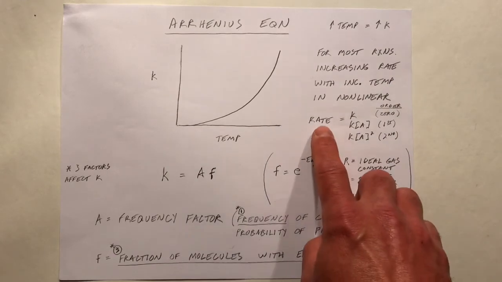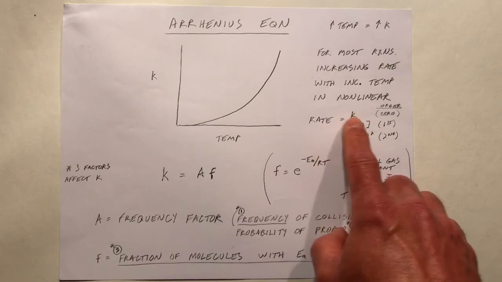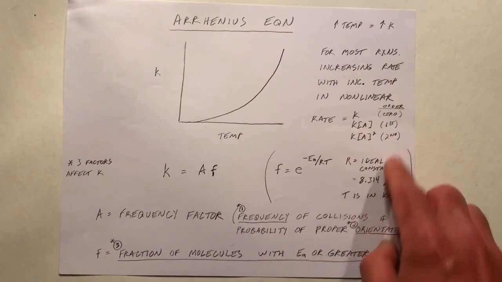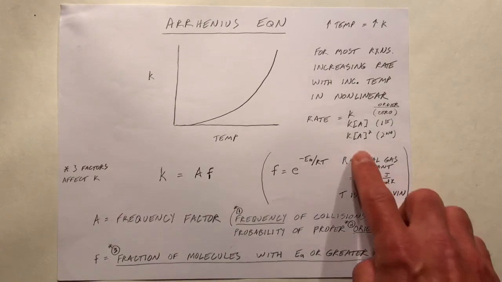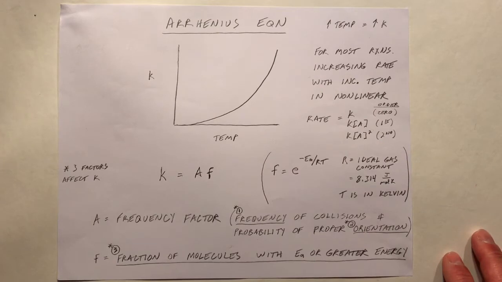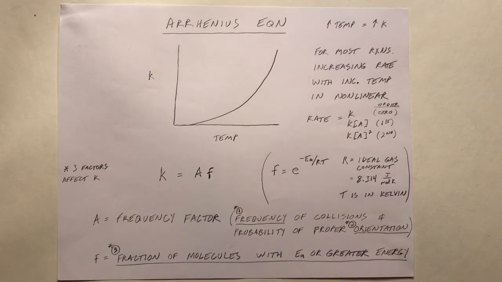So remember that the differential rate law says that the rate is equal to K for a zero order reaction. It's equal to K times the concentration A for a first order reaction, and it's equal to K times the concentration of A squared for a second order reaction. Now we're considering reactions here with a single reactant, chemical A, forming products. We can see that there are going to be three factors that affect K, the rate constant.